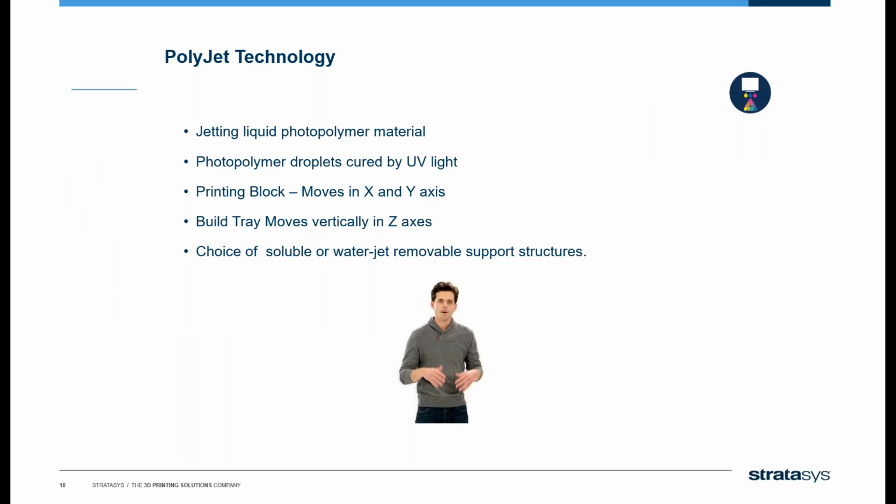So, jetting liquid photopolymer, these droplets are cured by UV light. As mentioned, on the X and Y axis is the printing block that constitutes not just the dispensing head of the resins, but also a roller, the wiper, and the UV assemblies that are combined together and assembled within the build head. So there is also a choice of support material. For overhang features, you require either soluble support or removable supports through water jet. It's a very simple process, ideally.